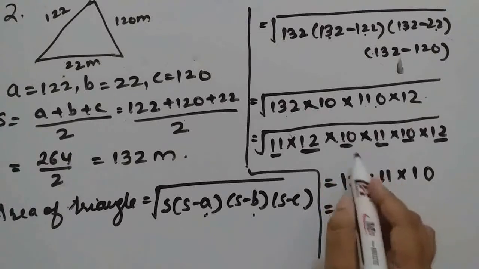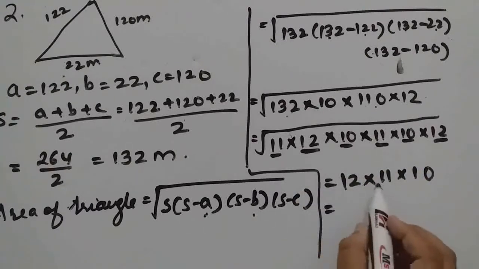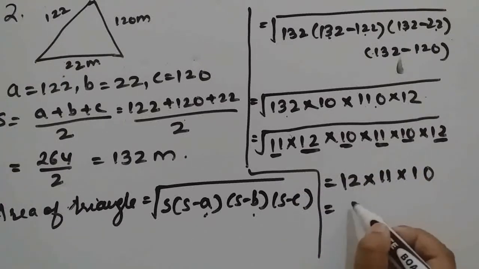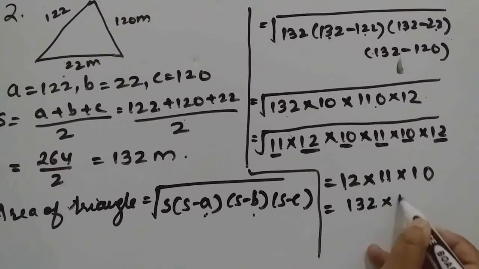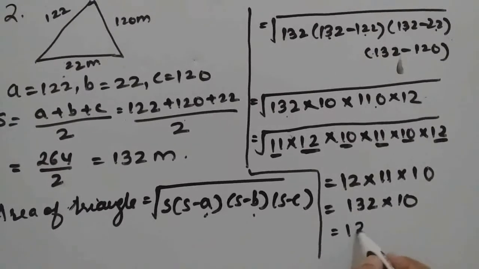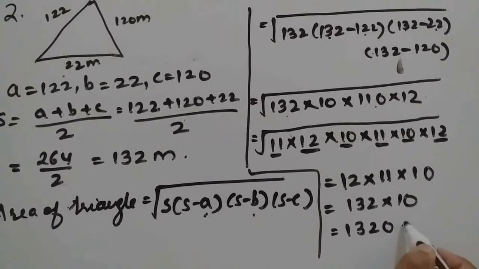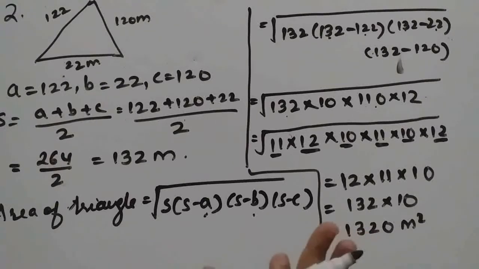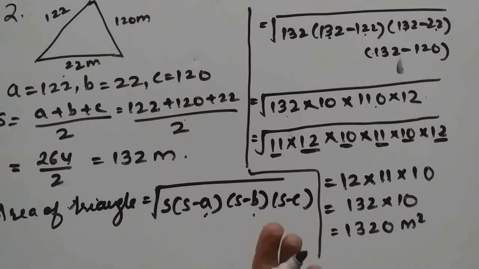So the square root of this number will be this. So we can write 132 into 10, that means 1320 meter square. So this is the area. Now it is given that the company is earning 5,000 rupees per meter square per year. So we should find for 3 months. So what we will do, we will find for 1 month first.